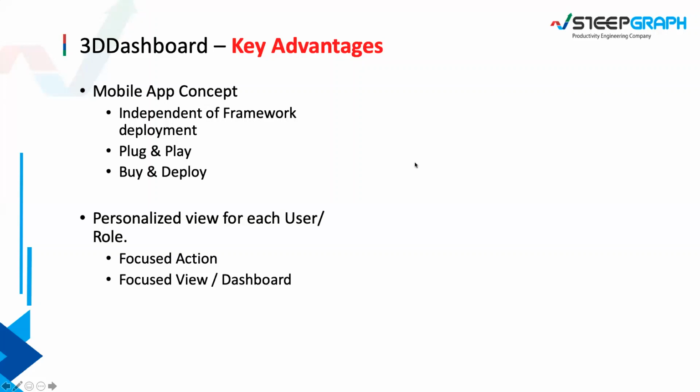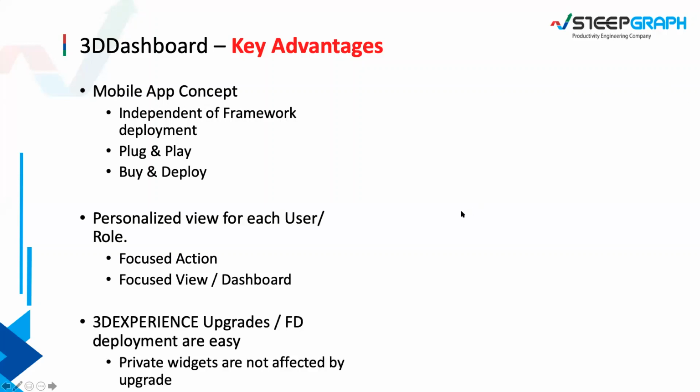Also, you will have a personalized view for each user and role. As we have seen, there are a lot of different apps for DELMIA and CATIA. Each is meant for a specific job or operation, so you can directly get into the context, do your job with the best user interface for a given function, and then come out. That makes life easy and quite focused for the end user.